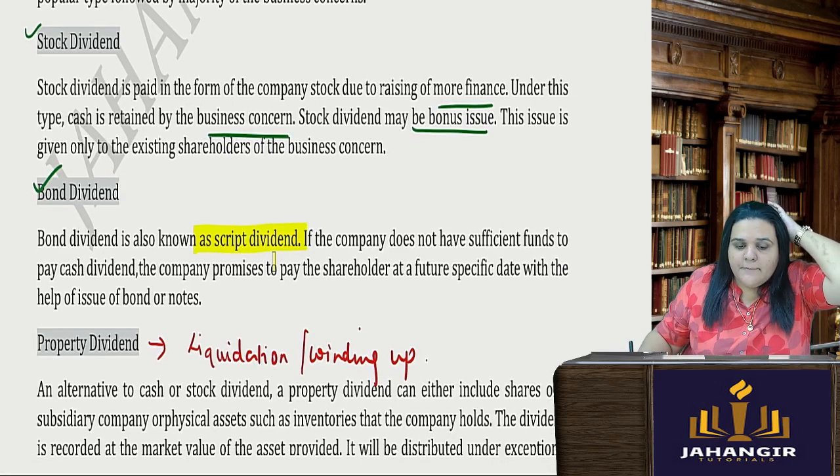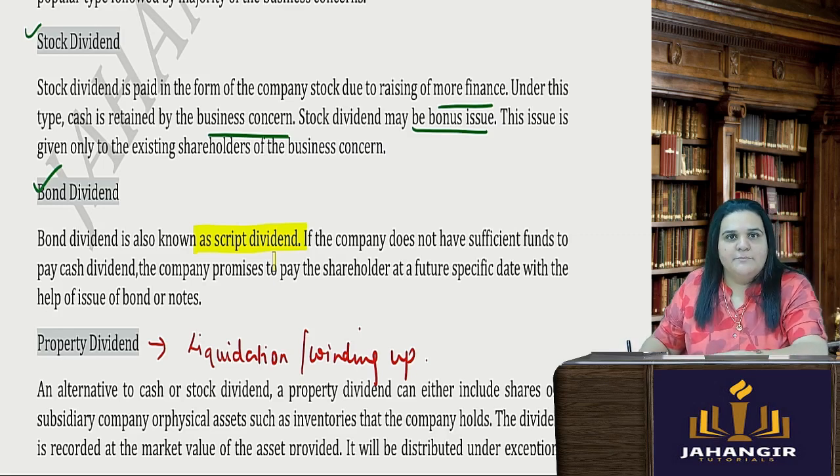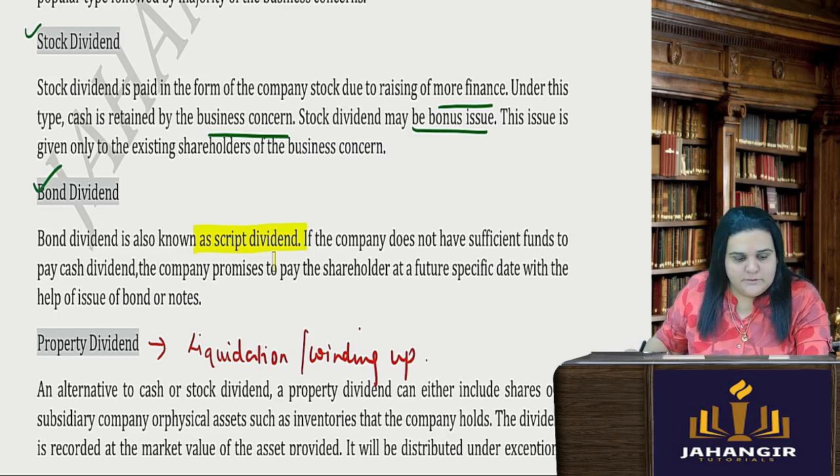So if the company does not have sufficient cash to pay the dividend, then they promise the shareholders that they will give you a specific bond of a specific date. Issue of bond or issue of notes.